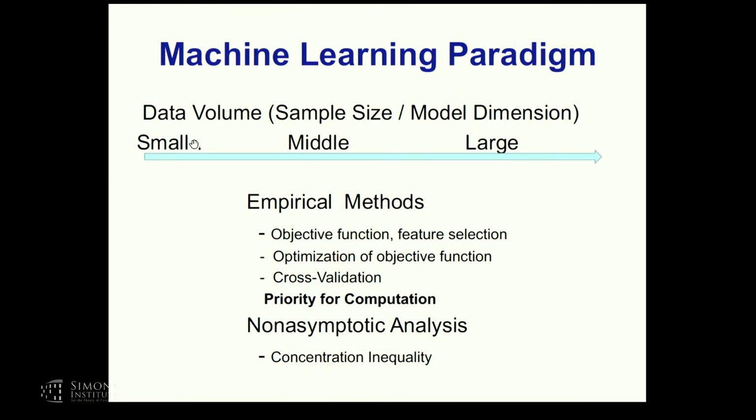So I use this arrow to indicate the sample size. In the machine learning paradigm, essentially for the empirical methods, we can start with objective function, feature selection, and then optimize for the objective function, and then eventually we can validate the results. Because the machine learning area comes when data is already very large, a lot of emphasis is on the computation. So computation typically is not a big deal in this paradigm. But the theoretical analysis is quite interesting.